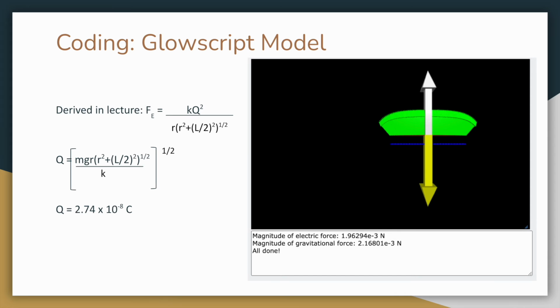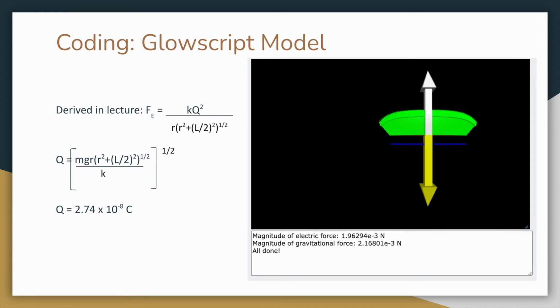I then used this equation, which we derived in lecture, for the electric force on a point charge by a line of charges, and got Q to be 2.74 times 10 to the negative 8th coulombs. As you can see, when using this result for charge in the GlowScript model, the electric force and the gravitational force were closer in magnitude than they were in the previous slide, suggesting that this representation of charge is more accurate than the point charge representation.